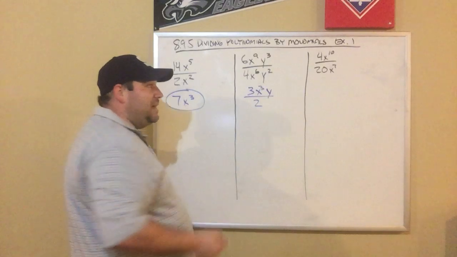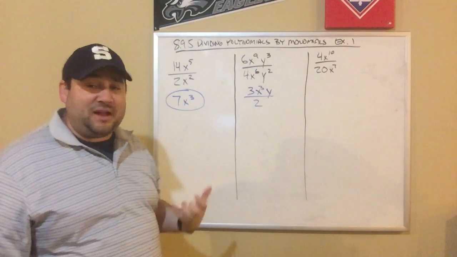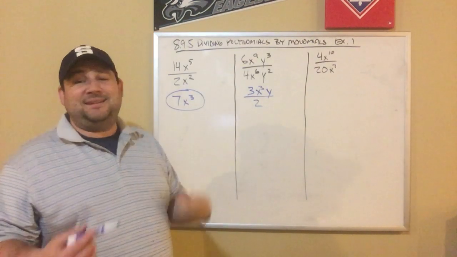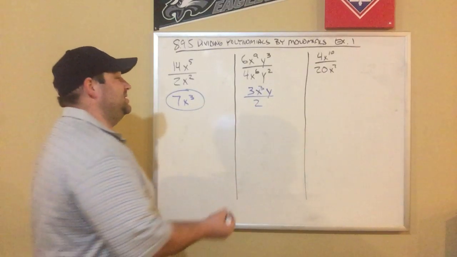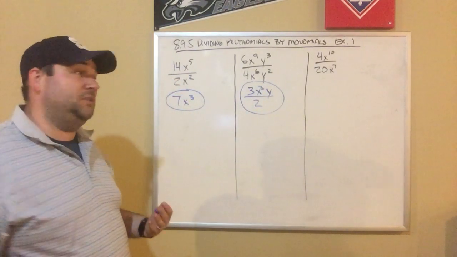On the bottom, there's nothing because we divided out these x to the 6 and the y squared. They were divided. They're gone. So all you're left with is the 2, and we're left with that just because 6 did not divide by 4 evenly. It can only be simplified. And that's my answer there. 3x to the third y over 2.